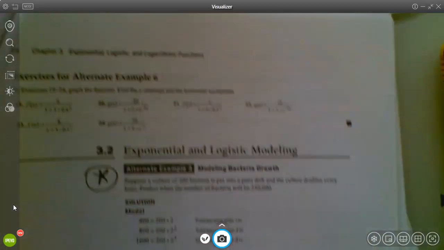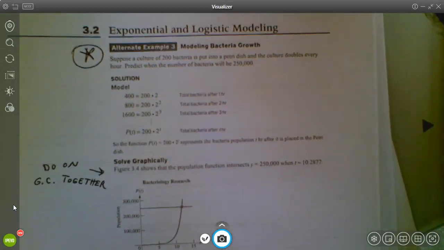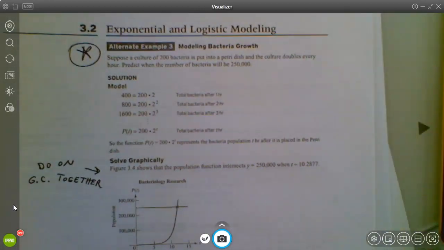All right, let me keep it moving for you. And again, this whole section is about taking those growth and decay models and just applying them to these word problem type scenarios.